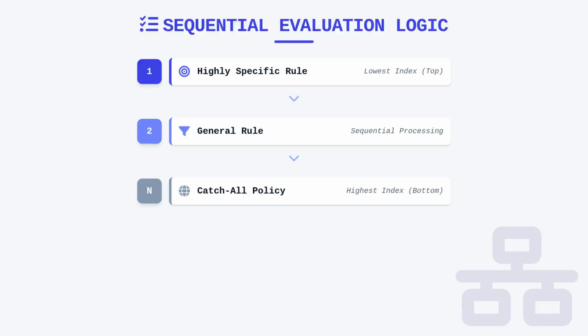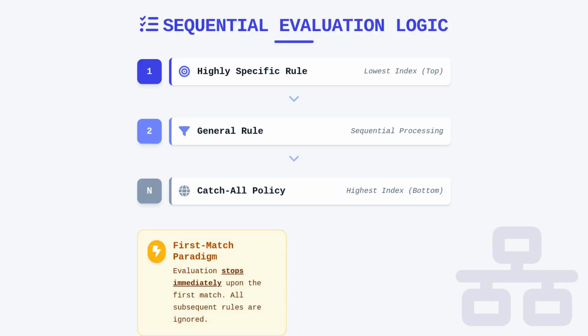The evaluation logic employed by these lists is strictly sequential, meaning the order of your defined rules dictates the outcome of the filtering process. Each rule is assigned a unique numerical index, and the system processes these rules starting from the lowest number and proceeding toward the highest value. The fundamental mechanism here is a first match paradigm, where the engine stops evaluating as soon as it encounters a rule that matches the packet attributes such as source, destination, protocol, or port range. Once this first match occurs, the associated action, either allow or deny, is applied immediately, and all subsequent rules are ignored regardless of how specific they might be.